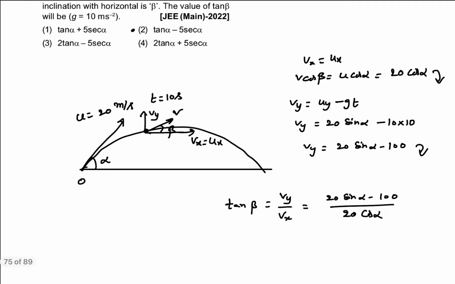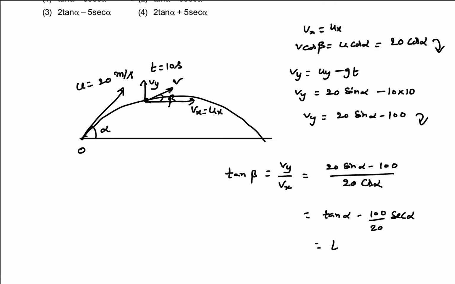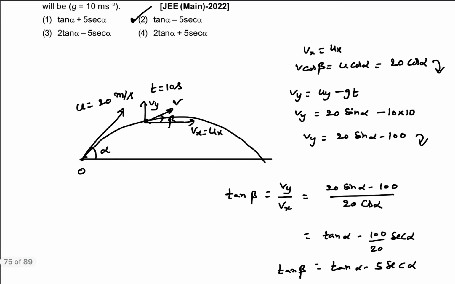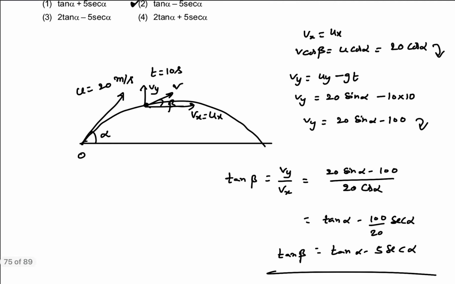Okay, 20 cos alpha means what value you will get here? 20 by 20 is actually 1, no? Tan alpha minus 100 by 20, nothing but 100 by 20 into 1 by cos alpha, which is secant alpha. I can get the value: tan alpha minus 5 secant alpha is equal to tan beta. Okay, so option is 2.